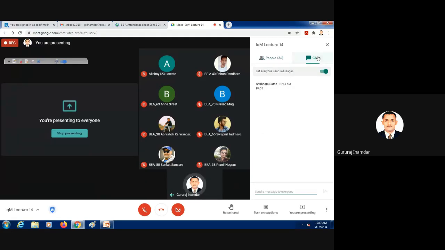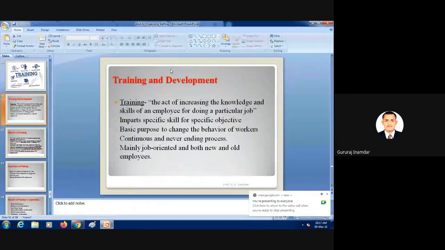Shubham Sate, you have to change your roll number. Again one, Akshay Lavte. What is the problem? It is not that difficult to change the name. Changing the name means only keep your name and add the roll number. Okay, Akshay Lavte, let it be. So we will move to our lecture. I will take attendance also.